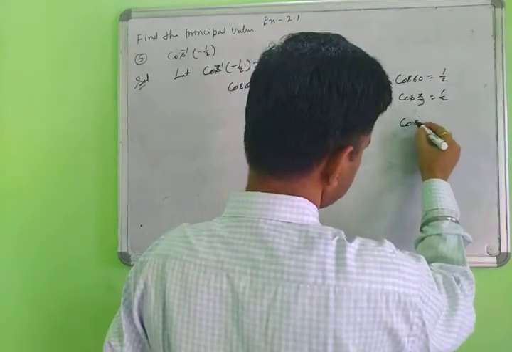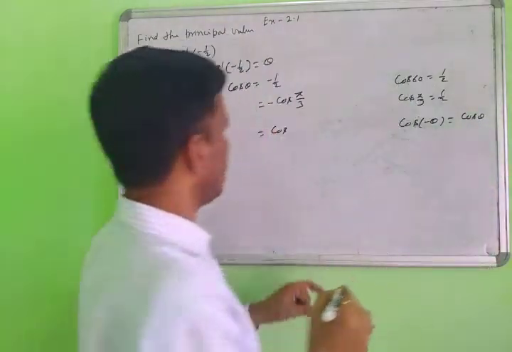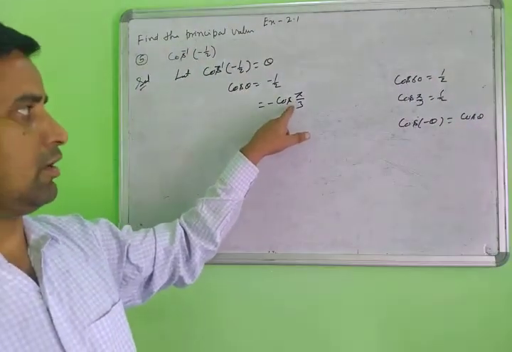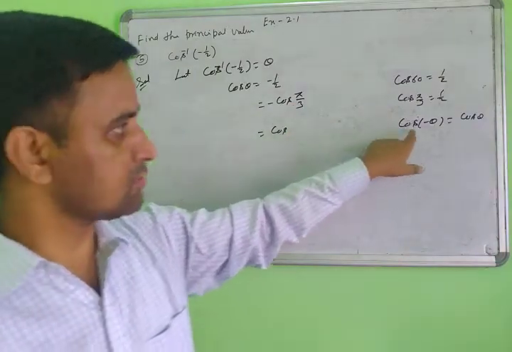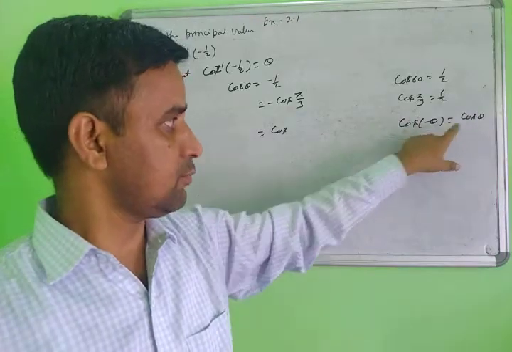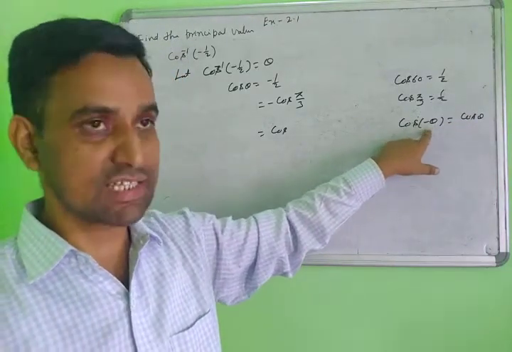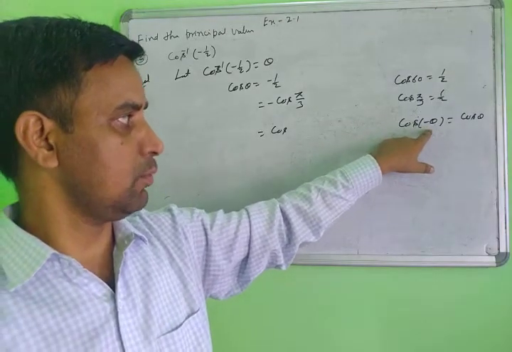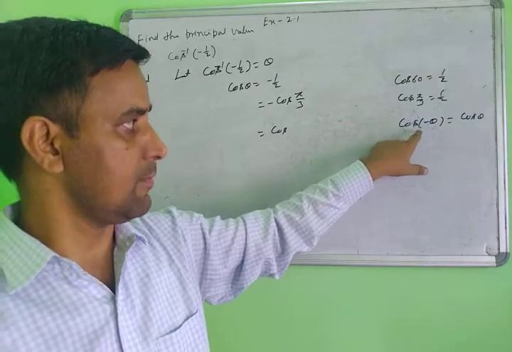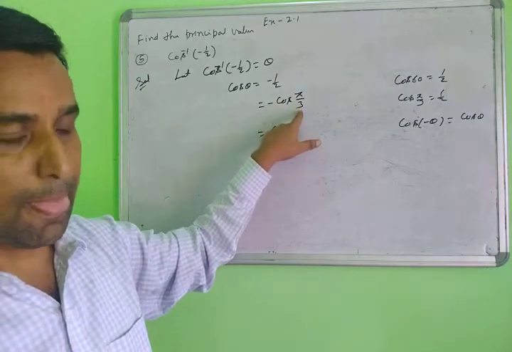Suppose cos(-theta) equals cos theta. Suppose you are using this sign along the theta. For this, cos(-theta) is equal to cos theta because cos in the fourth quadrant is positive. This is the fourth quadrant. Cos and sec in the fourth quadrant are positive. So it is not possible here to adjust this minus sign inside.